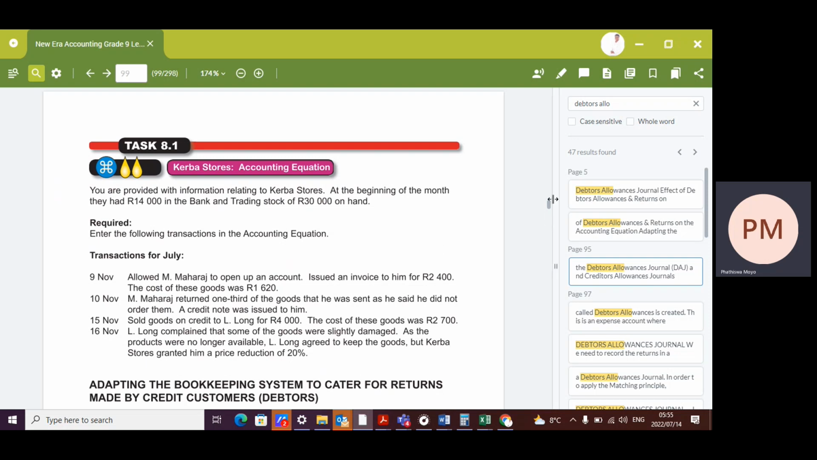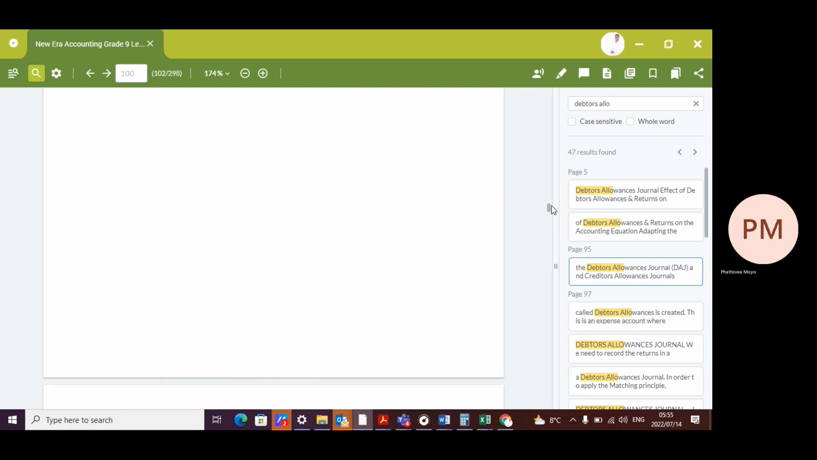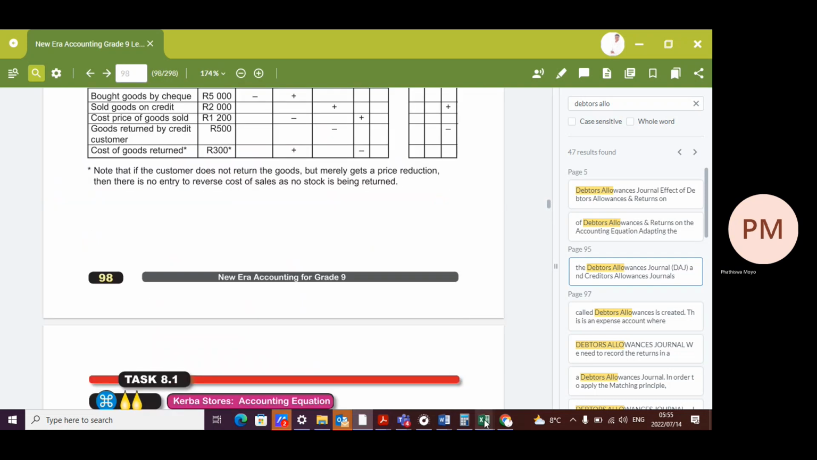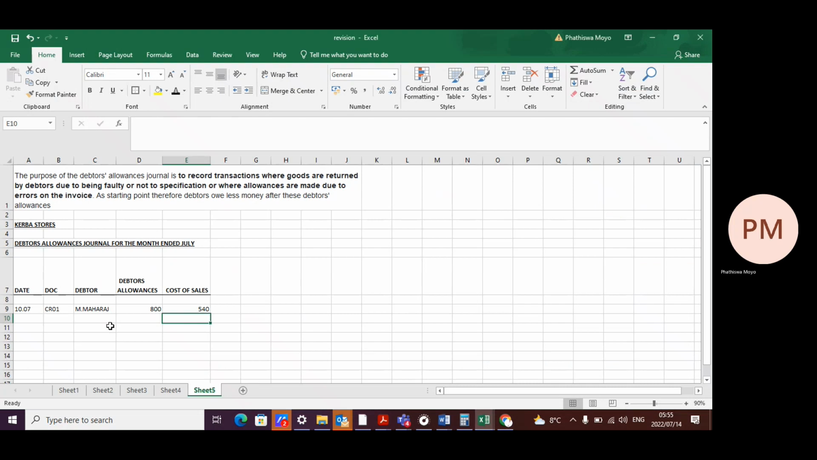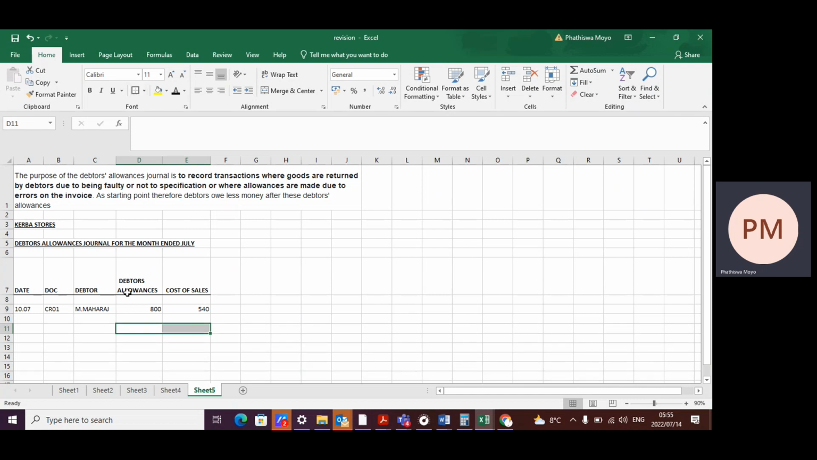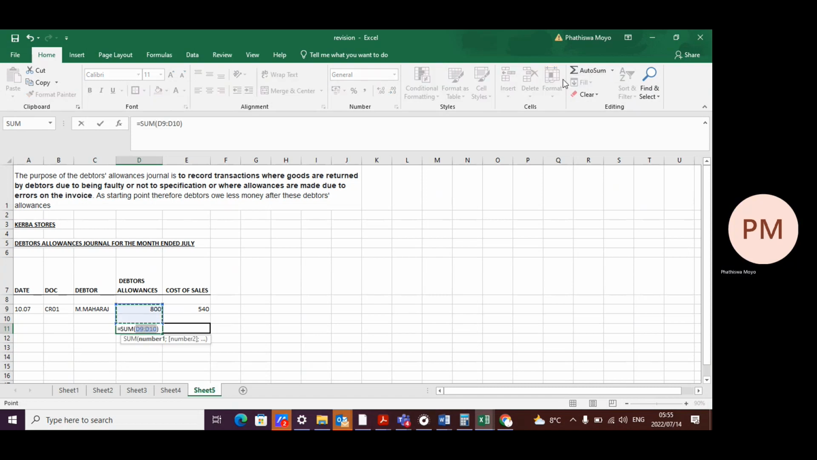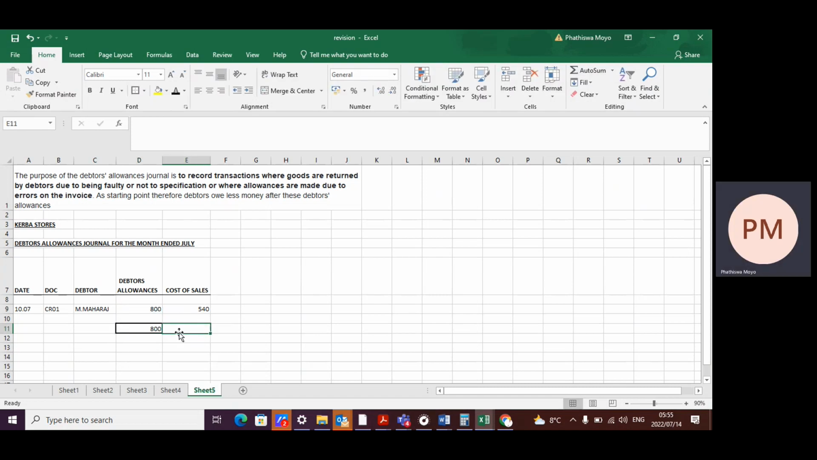So ladies and gentlemen, this is how you do the debtors journal. We will just do totals now because we had one transaction. This is how you do the debtors allowances journal.